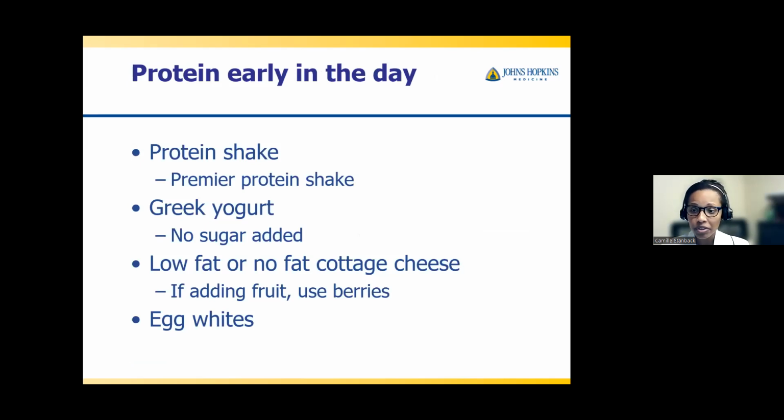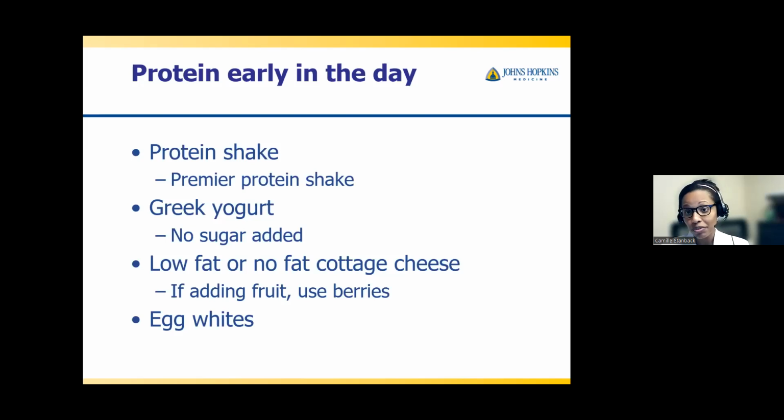The order of macronutrients does have some import. Protein earlier in the day can help with satiety and suppression of the appetite. So it's important to start the day with a healthy source of protein, such as a protein shake with no sugar added, Greek yogurt, low fat or no fat cottage cheese.